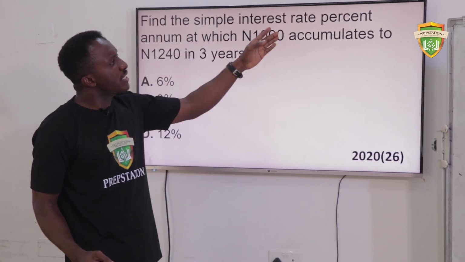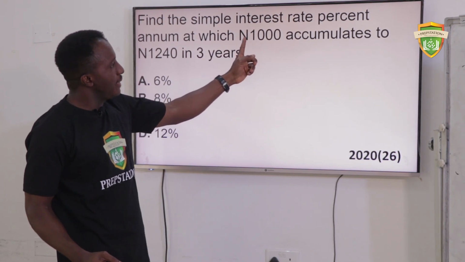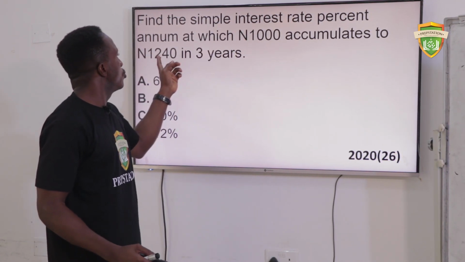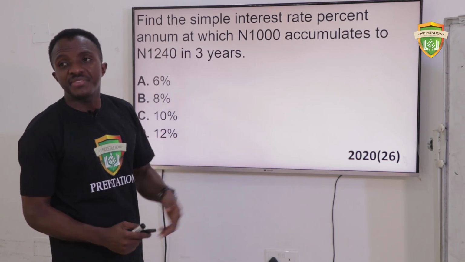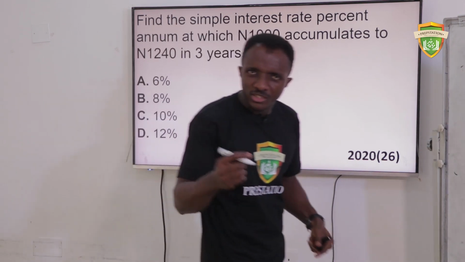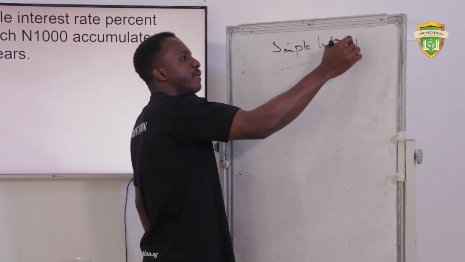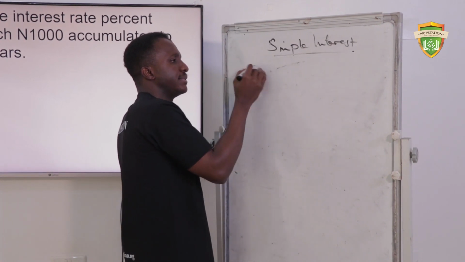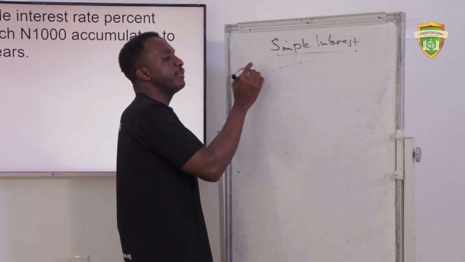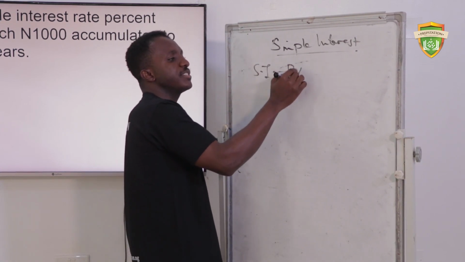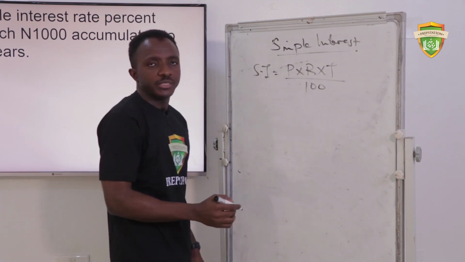Now find the simple interest rate percent per annum at which 1,000 naira accumulates to 1,240 naira in 3 years. That's your simple interest question. So remember, simple interest has a formula. The interest is principal times rate times time over 100.